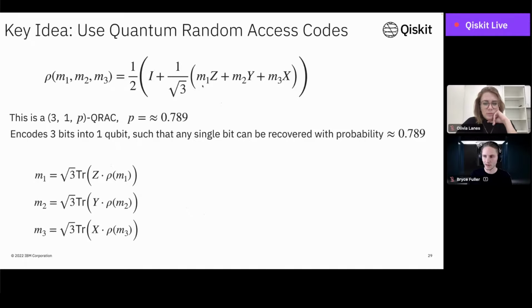So if I wanted M1, I would measure the expectation value of my random access code with the Z observable and so on, right? This will be useful later because this is essentially how you can extract these bits of information from your quantum state. It's worth pointing out too that in the initial setting where these came up, they were looking at the situation where you're only given 1 copy, which is why this probability matters here. In our situation, we're going to be able to re-prepare these over and over again. So in practice, we'll be able to extract all 3 bits because we can just measure multiple times, right?